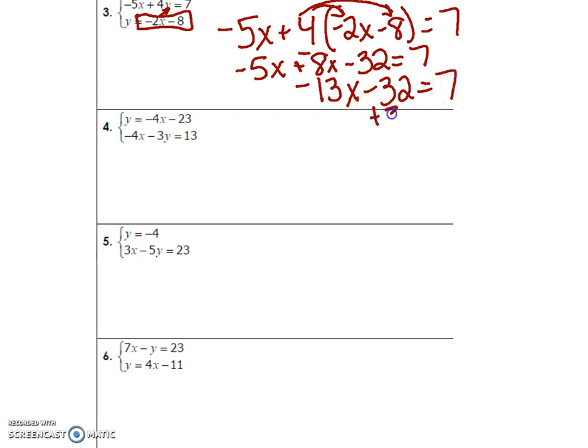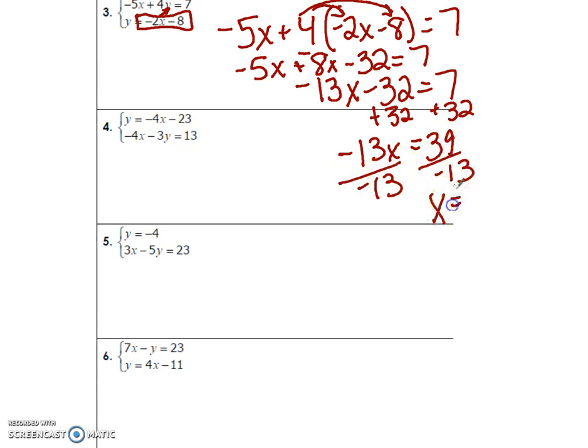So we're going to add 32 to both sides. We get negative 13x equals 39. Divide by negative 13. So x equals, positive divided by negative makes that negative, 3. Okay. Now we have one of our answers.